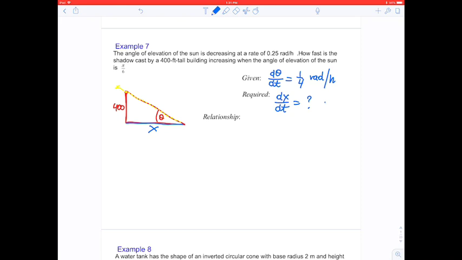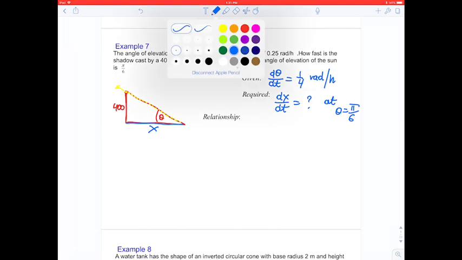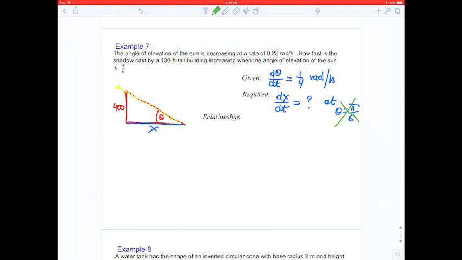At the moment when the angle of elevation of the sun is pi over 6, which is 30 degrees. But please remember, that's what I would like to point out, this angle is not pi over 6. This angle is constantly changing because the sun is getting lower and lower, the distance x is getting longer and longer, which means the angle is getting smaller and smaller. That means this is just the moment we want the rate of change of x at that moment, which we will use after having a relation and after differentiating.